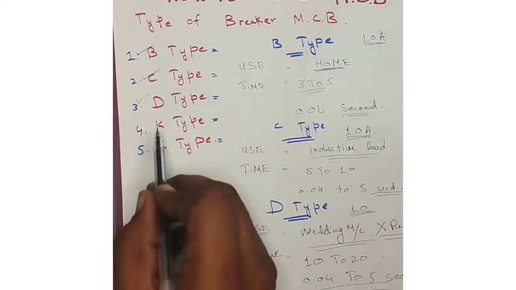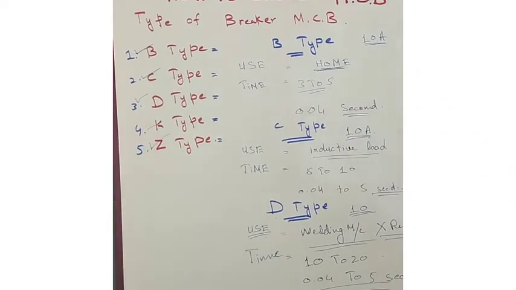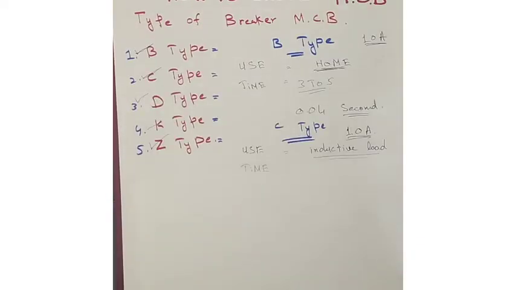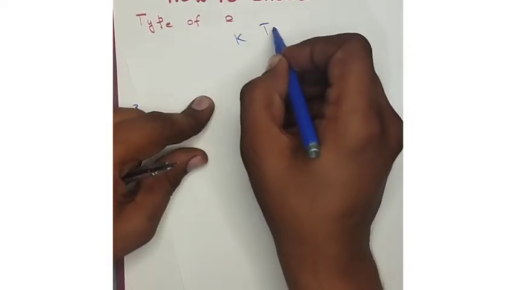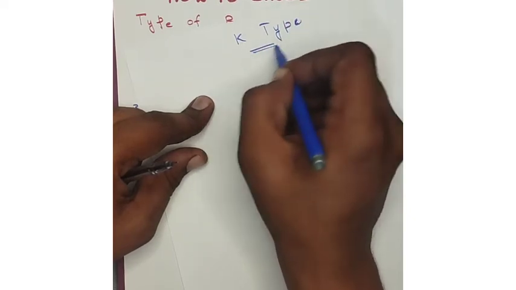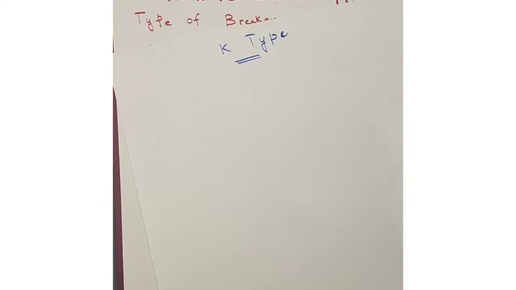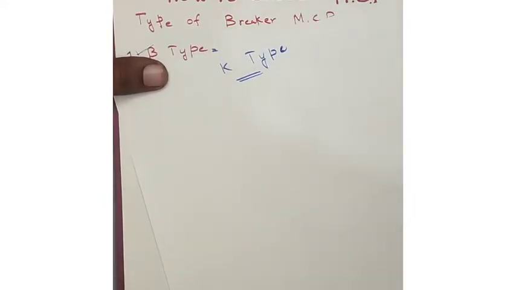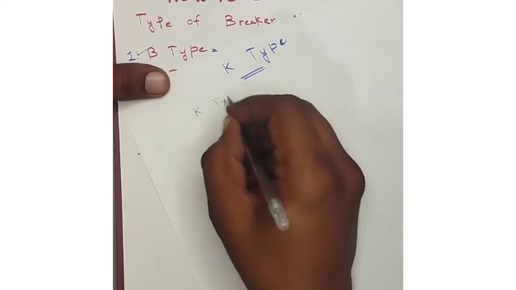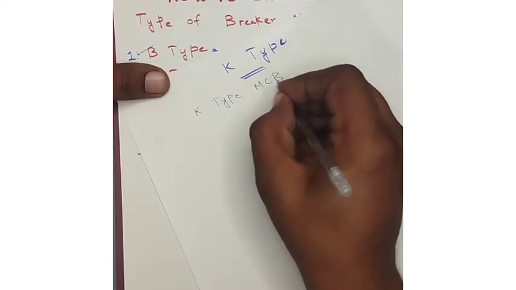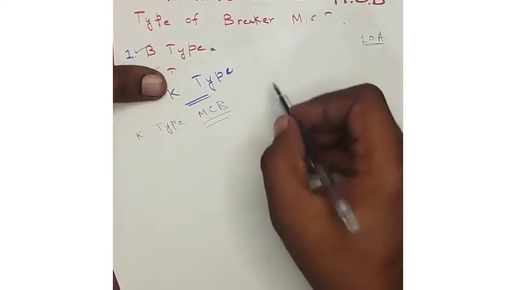Now friends, we have two types remaining, K type and Z type. We will talk about both types of breakers. Now we talk about K type. Friends, this is called a sensitive breaker. This is the K type MCB, called a sensitive MCB.